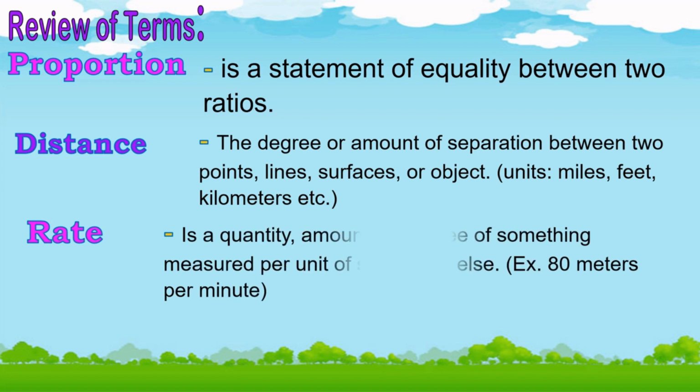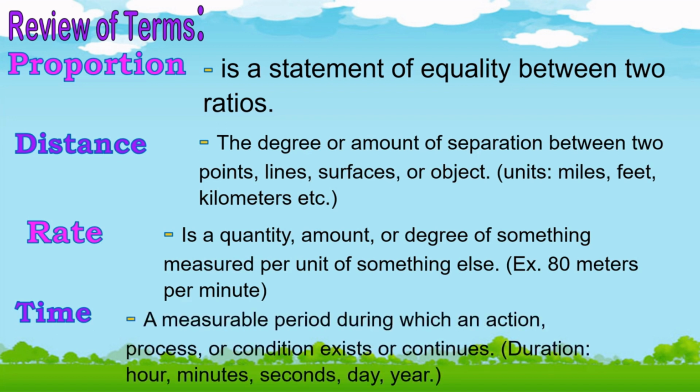Then we have rate. Rate is a quantity, amount, or degree of something measured per unit of something else. Example is we have 80 meters per minute. Then we have time. Time is a measurable period during which an action, process, or condition exists or continues. So we have the duration, we have hour, minutes, seconds, day, year, and etc.